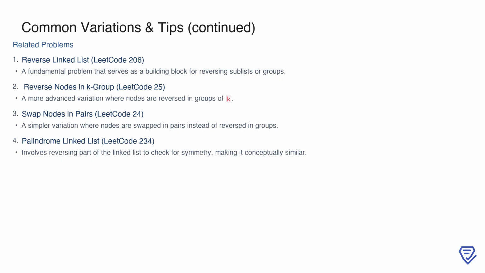Another useful variation is swap nodes in pairs, LeetCode 24. Here, instead of reversing groups, nodes are swapped in pairs, which simplifies the logic but still provides practice in managing pointers effectively. Lastly, the palindrome linked list problem, LeetCode 234, involves reversing part of the linked list to check for symmetry. This makes it conceptually similar to group reversal and a valuable addition to your preparation.